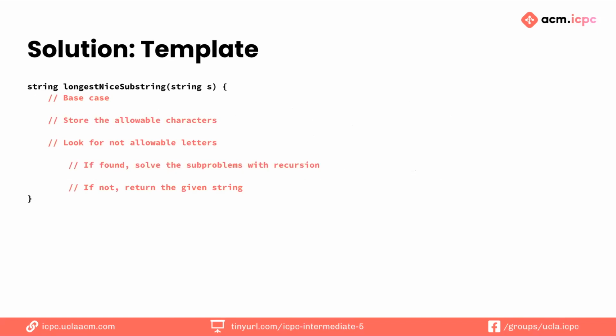So we have a kind of template for our solution. We have our base case where we just check the size of the string. Then we would go through our string and keep track of every letter that's acceptable. If all the letters are acceptable, then we can just return the given string. But if we find any letters that are unacceptable, we have our 2 subproblems and we just use recursion. So take a few minutes, try to fill in the template, and then we'll go over a complete solution.